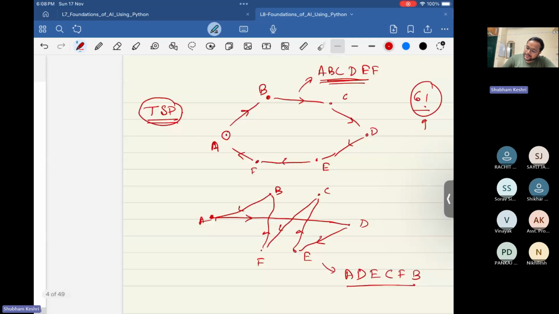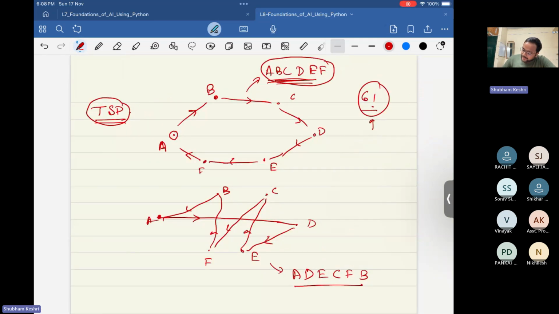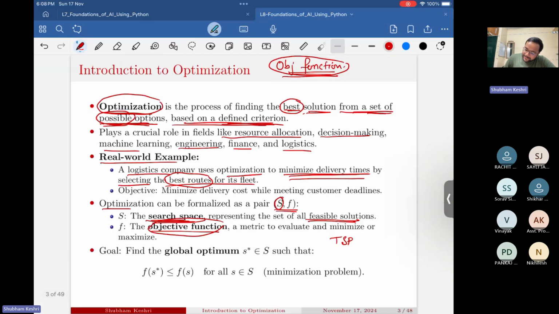So for each of these solutions, it will have an objective function. And when you have the set of all possible objective function values, then you will label it as objective space. So one is search space. Search space is all possible solutions, and one is objective space. So all possible objectives you can achieve is known as the objective space.